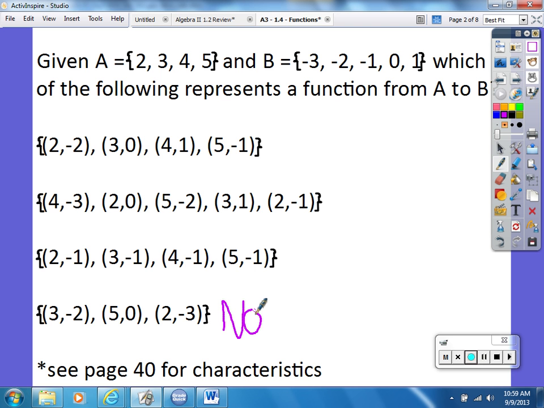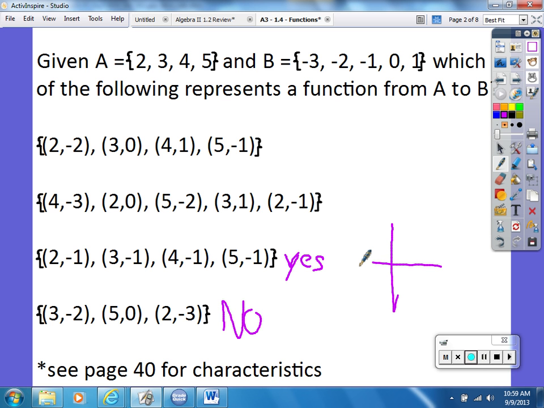The third characteristic says 2 or more elements of A may be matched with the same element of B. So if I take a look at this third one, I've got all 4 of them in A matched to the exact same one in B. Is that okay? According to this, it says 2 or more may be. So that's a yes. And I'm going to show you why here.